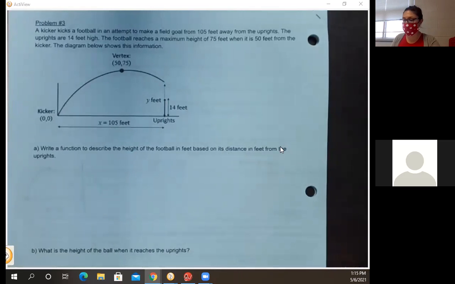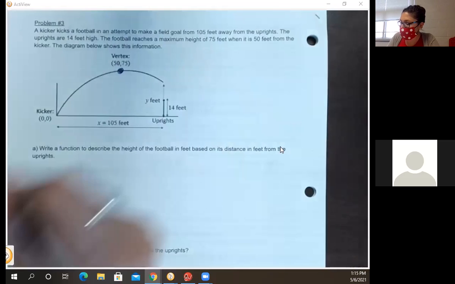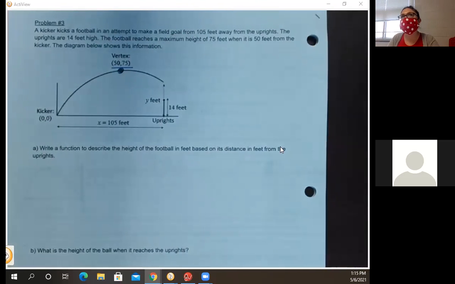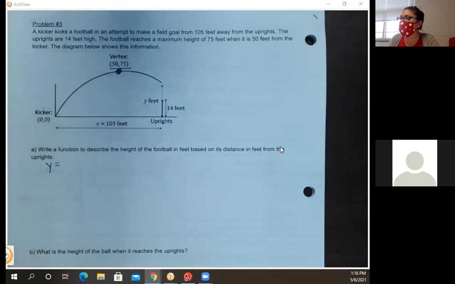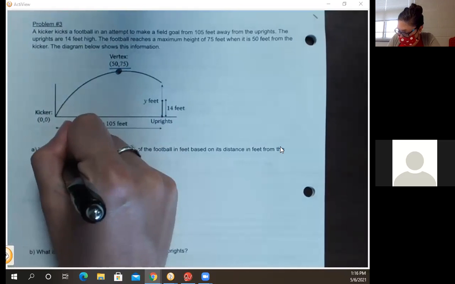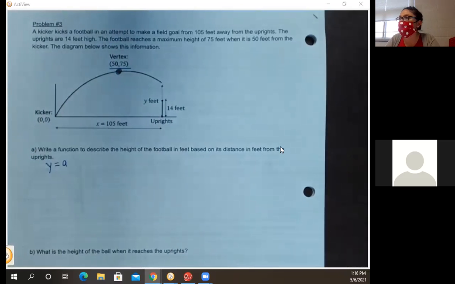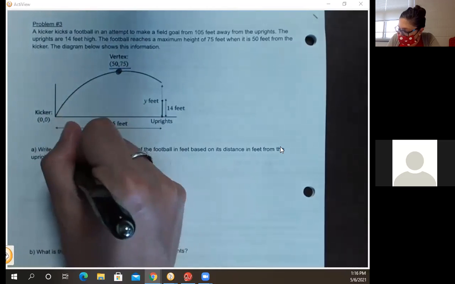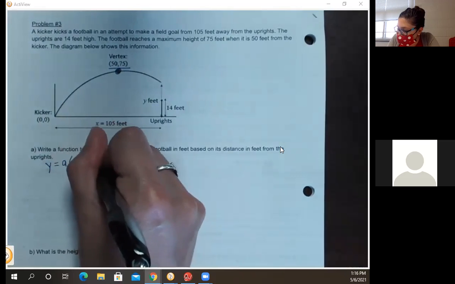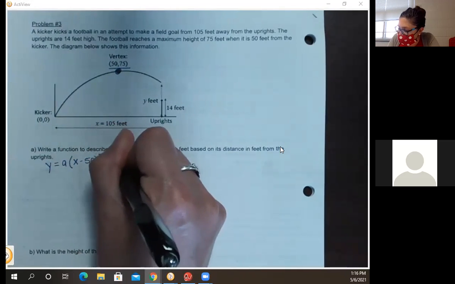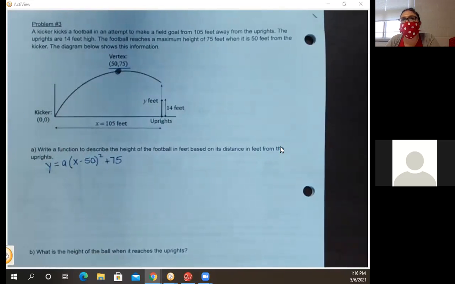So the nice thing for this problem is that we know the vertex. You know the vertex is (50, 75). Since I know the vertex, I can almost write vertex form. Now, I say almost because the important piece of information that we're missing right now is the lead coefficient. We don't know what our lead coefficient is just yet, so I'm going to leave a in there as a placeholder. And then I'm going to write the rest of vertex form. So that would be x minus 50 squared plus 75. I know almost all of vertex form.